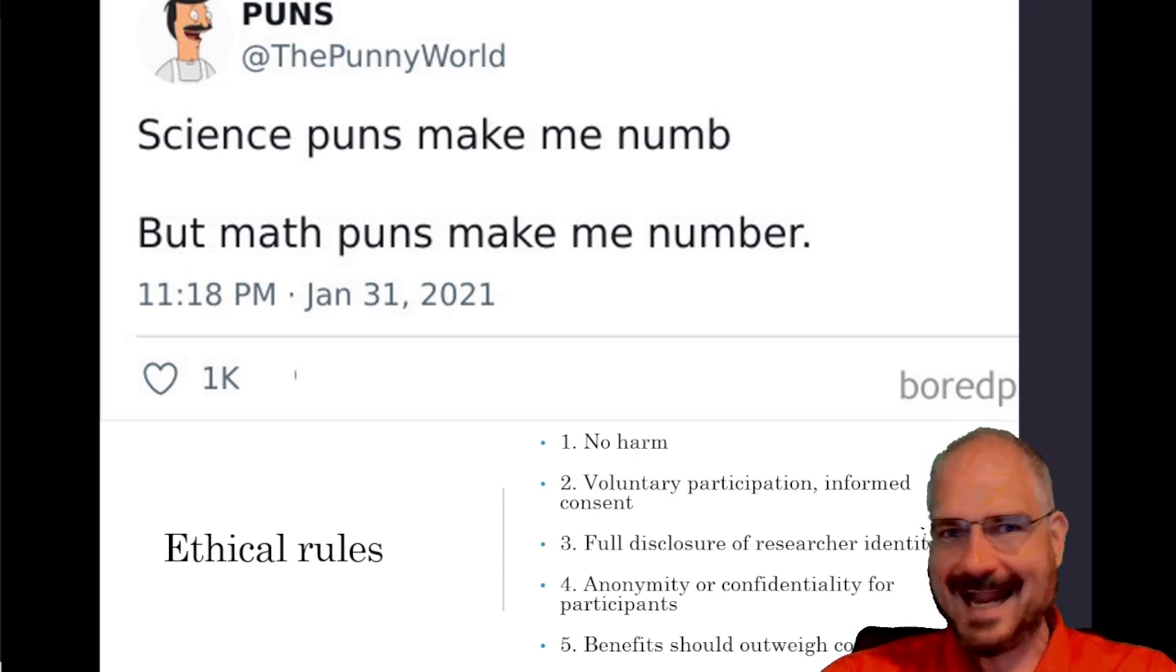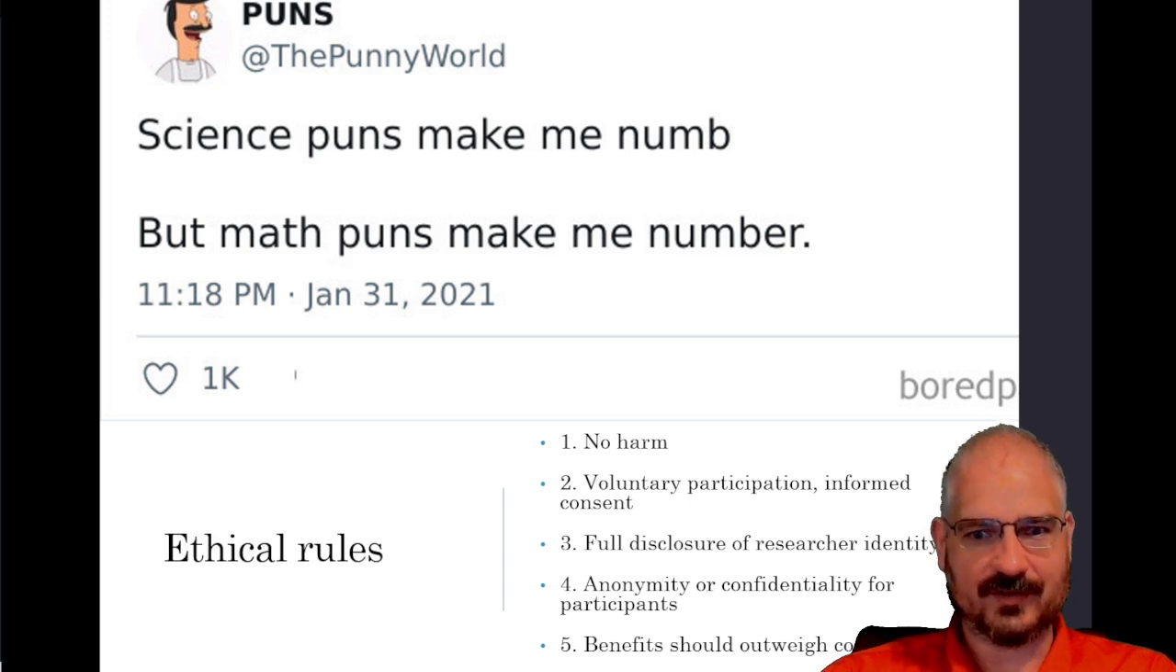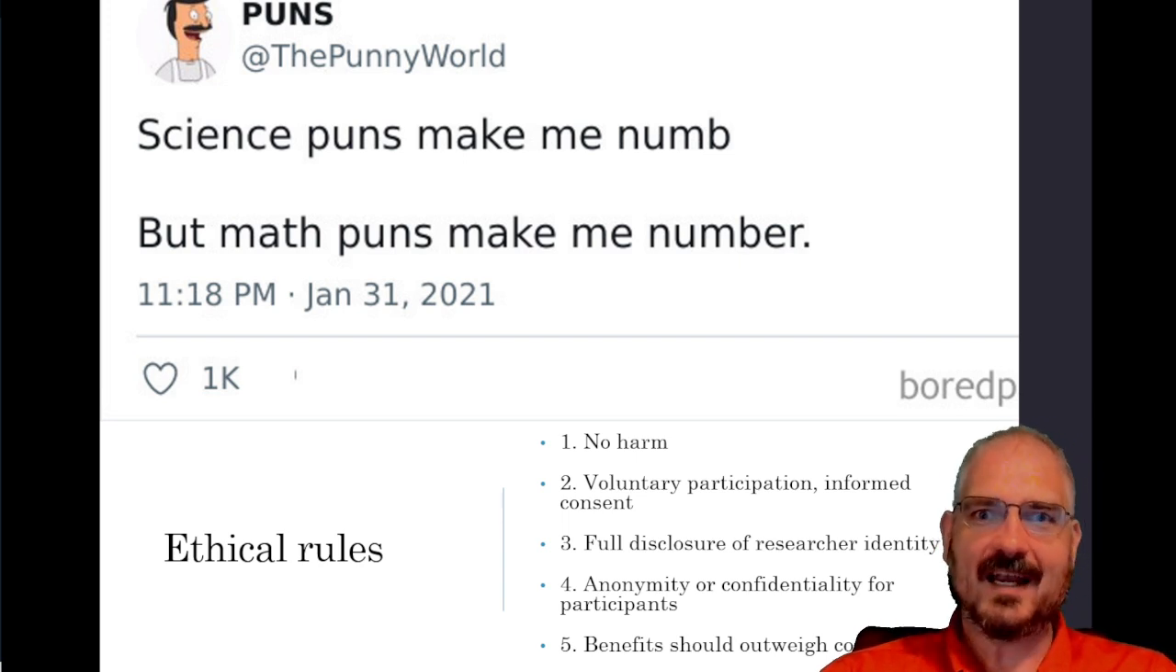Don't try to hide anything about who you are as a researcher. Number 4, anonymity and confidentiality. If you promise them, stick to that. Okay? And there's a difference.